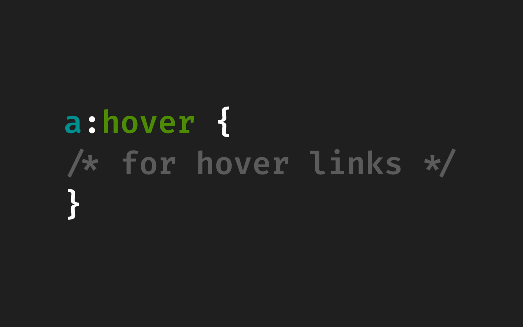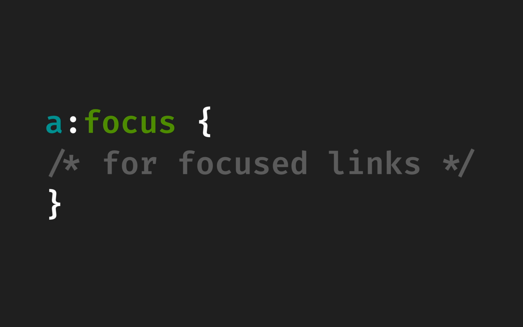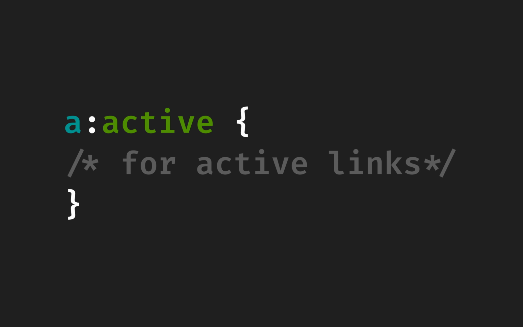You have hover, which styles the link when the user hovers over it with the mouse pointer. We have focus. This styles the link when it has focus. So when the user has navigated to it using the keyboard, or by default or from program, it has been focused on. We have active, and this styles a link when it is being clicked on.